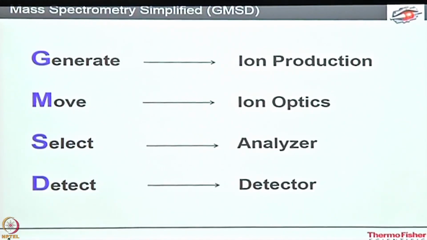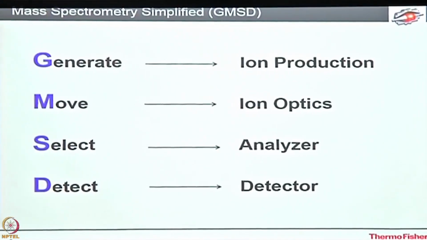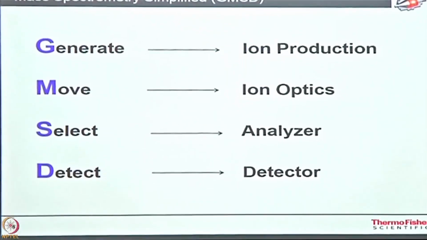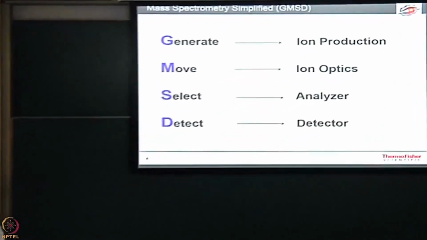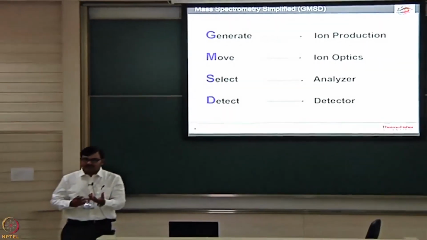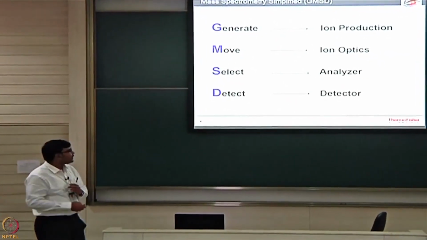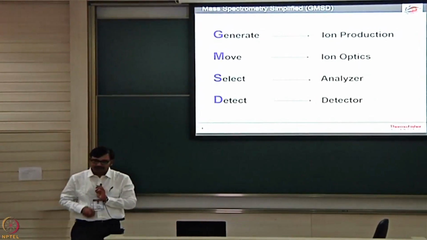Then it has to be moved properly. After ionization, the path till the detector should be proper. Otherwise, if any molecule touches the wall, it gets discharged and will not be detected in the mass spec. Then selection: obviously you have to separate the molecules because you have a mixture of masses, so you filter which mass you want to identify. And lastly there is a detector, so you have to detect the molecule.